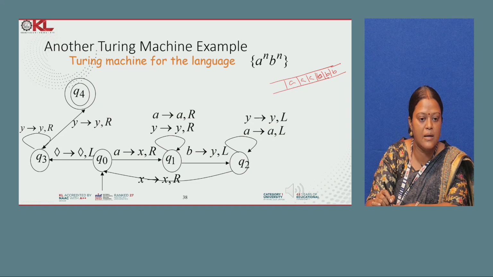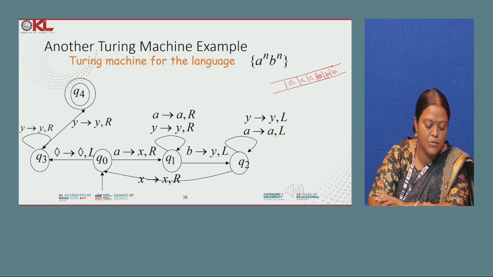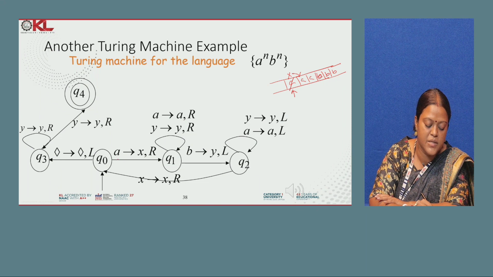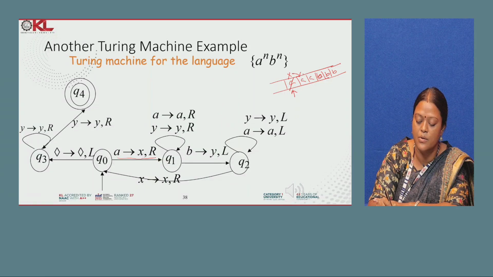So see the diagram here. The initial state is q0. So what is our first work in the last example? What we have seen? First in q0, what we have to do? We have to change this a by some symbol, and then we have to go to the next state. So we have changed this a by x here, and we are going to the right hand side. Next in q1, what we have to do? We have to ignore everything up to b.